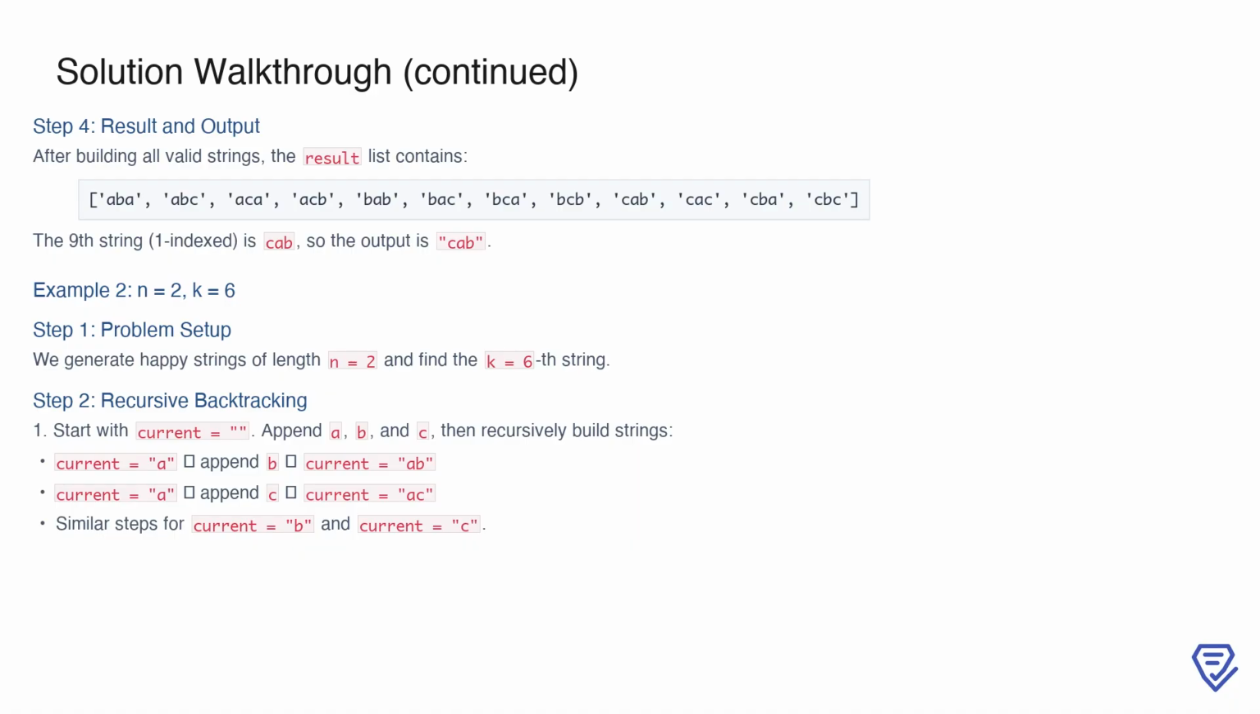For instance, from current equals a, we can append B to form AB or C to form AC. Similarly, starting with B or C, we explore all valid combinations while ensuring no two consecutive characters are the same. This systematic process ensures that all happy strings of length 2 are generated.